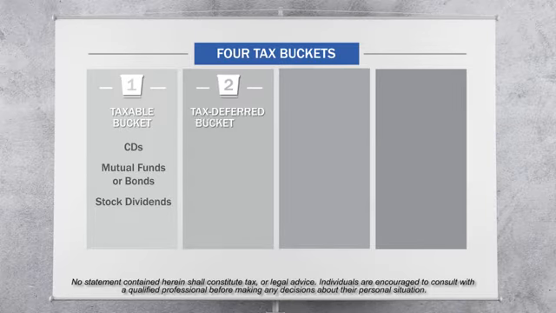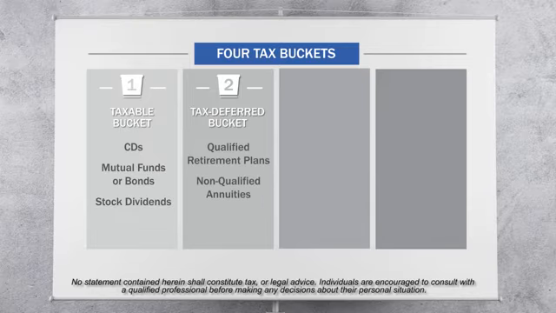The second bucket, that's your tax deferred bucket. And generally speaking, there are 3 primary vehicles that fall into the tax deferred bucket. Qualified retirement plans, that's your 401ks, 403bs, the 457s, and IRAs. Non-qualified annuities also fall into this bucket, as well as savings bonds. Those are all tax deferred, so they're in that bucket.